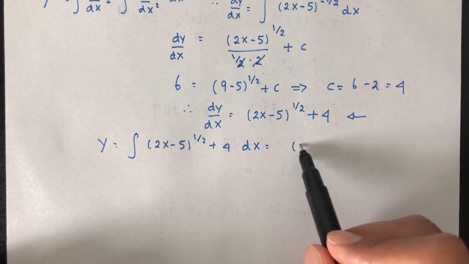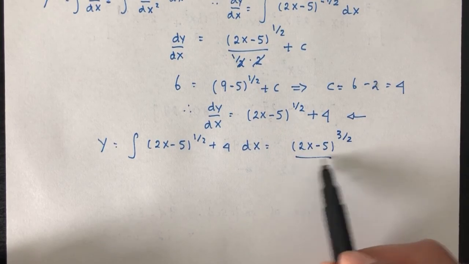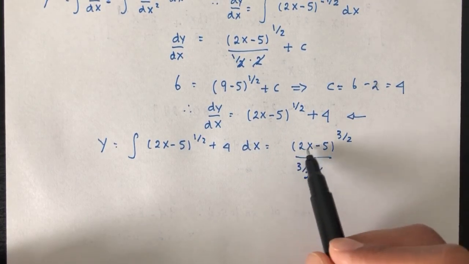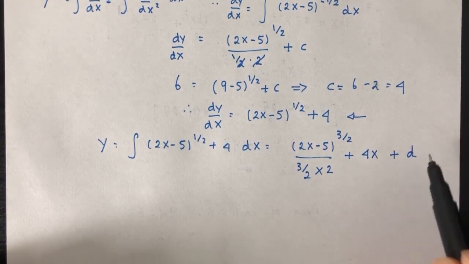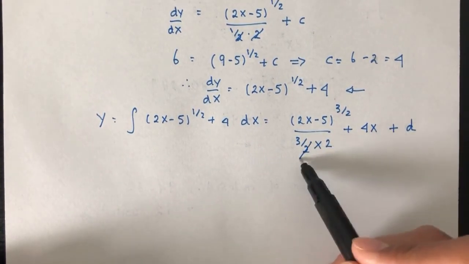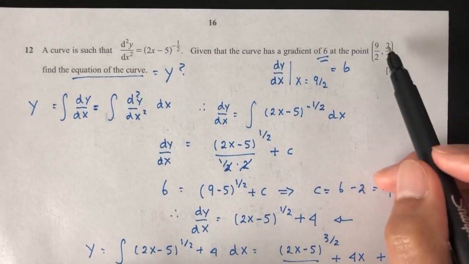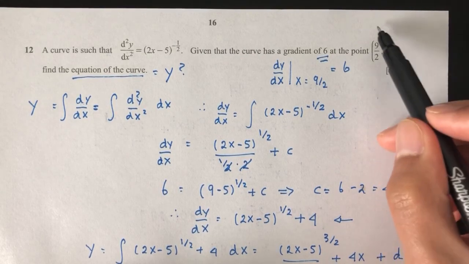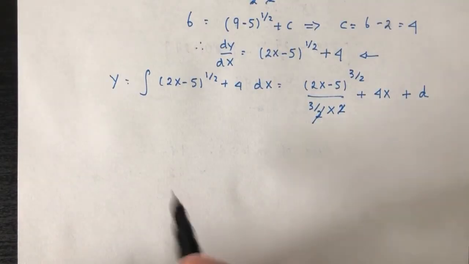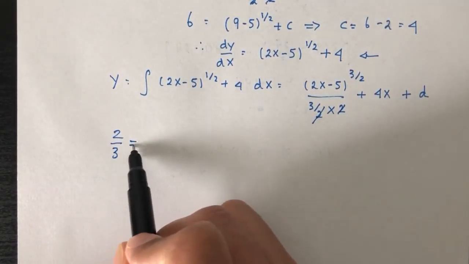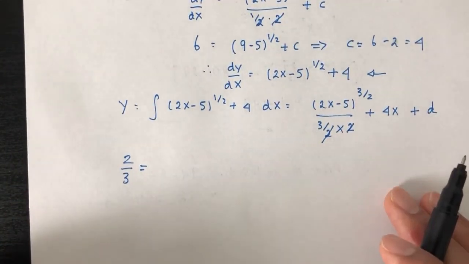2x minus 5 to the power half plus 4 with respect to x. That will be 2x minus 5, plus 1 power, that will be 3 over 2, divided by power and times 2, plus 4x and plus the new constant, which is d. So simplify, this will be cancelled. So now what do we know? We know that it goes to the point 9 over 2, and this will be x and y. So y is equal to 2 over 3 when x equal to 9 over 2. So let's replace x in this equation.